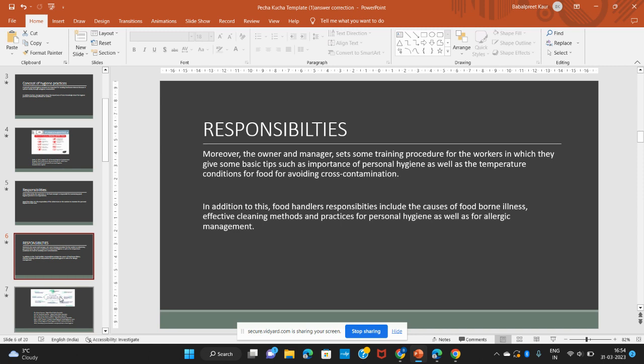Moreover, the owner and the manager are responsible for setting up training procedures for the workers, and the food handlers are responsible for knowing about foodborne illness, effective cleaning methods, and practices for the hygienic conditions, as well as for maintaining allergen management in the workplace.